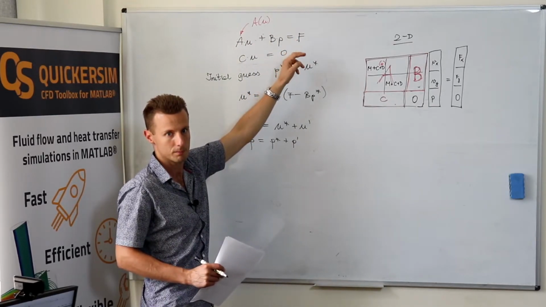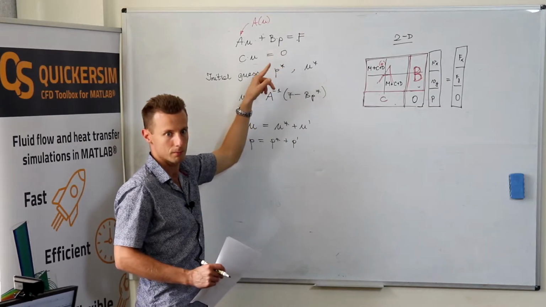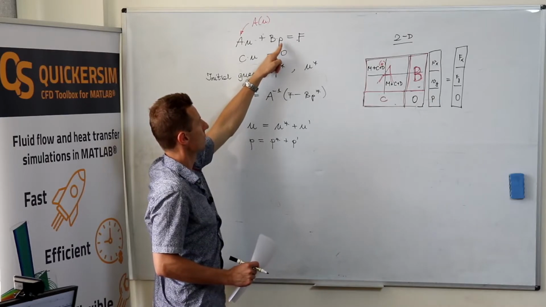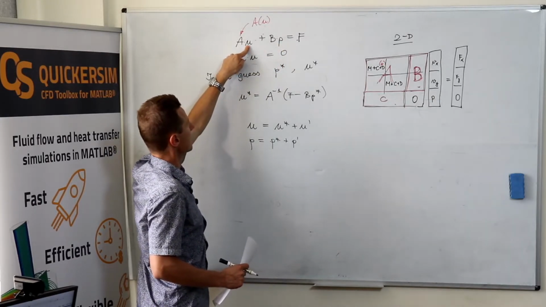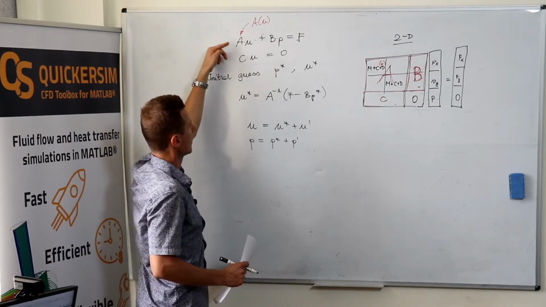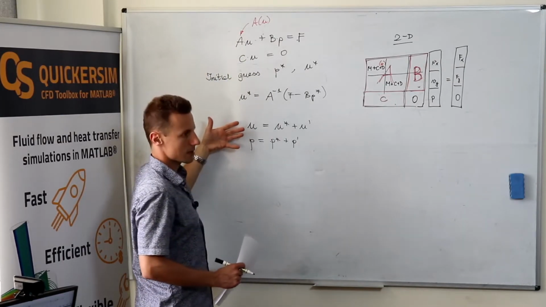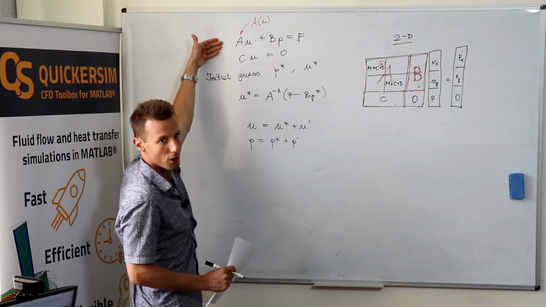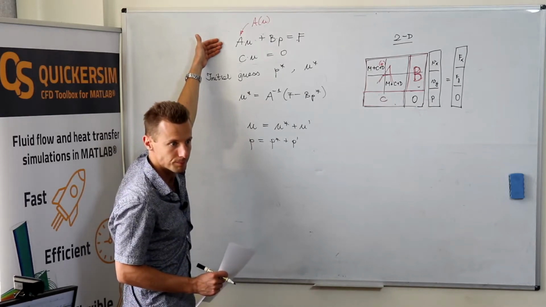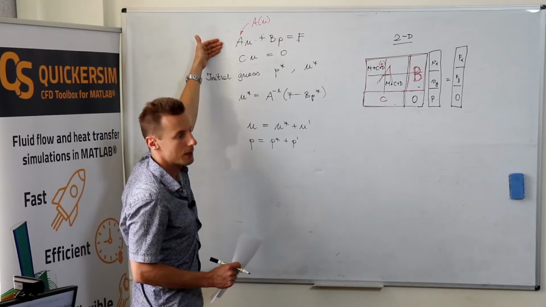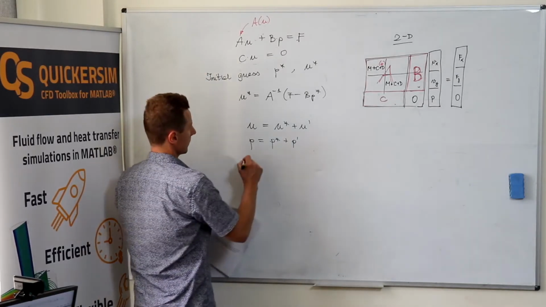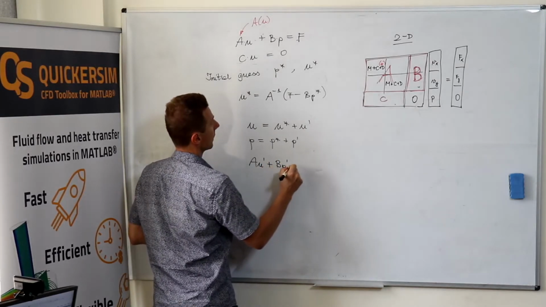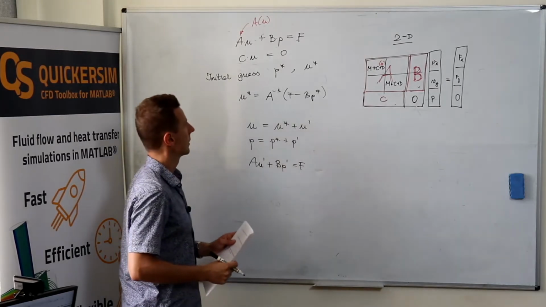Right? Evident or not? We've used this equation and plugged in P star, so if we solve the equation properly, then U star certainly satisfies this equation as well. So subtracting the equations means that what also fulfills the equation? Exactly, U prime. A U prime plus B P prime equals F as well.